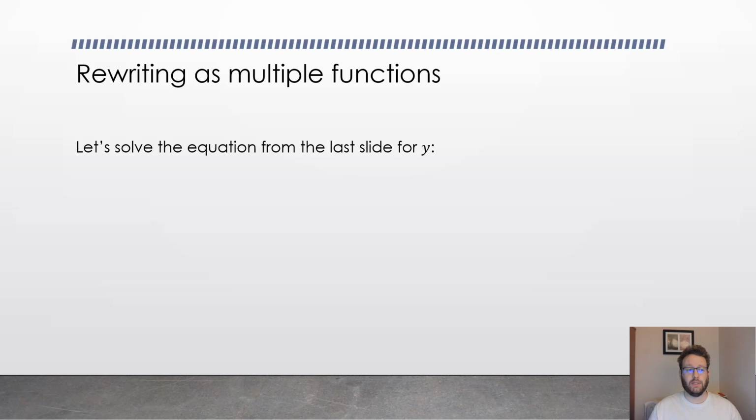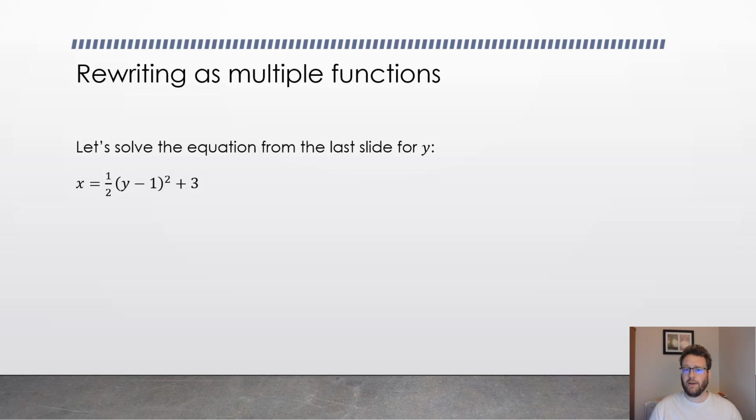So to rewrite as multiple functions, all we have to do is solve for y. In the process of doing so, we're going to start with our equation. Let's just use the equation from the previous slide. Excuse me, I keep saying function. Equation. These are not functions, after all. So x equals 1/2 times y minus 1 squared plus 3.